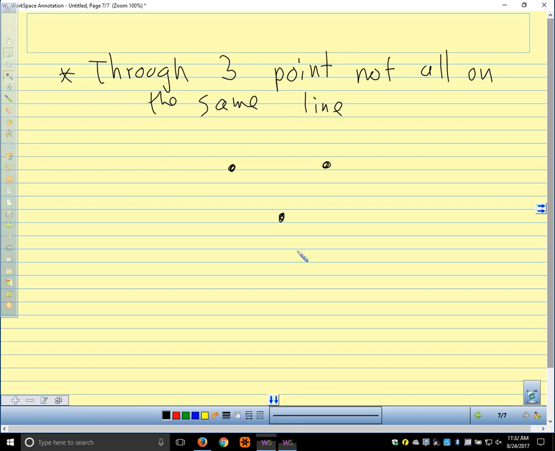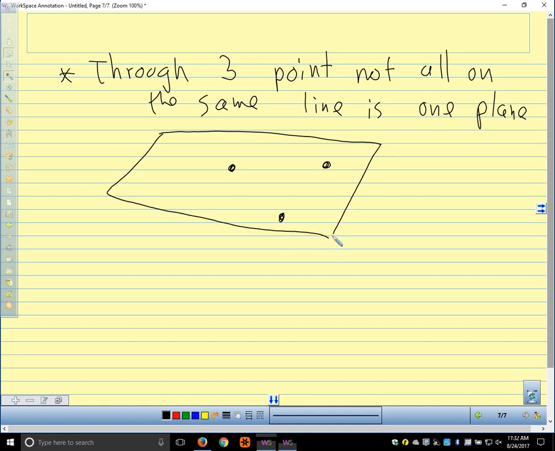What could the angle be in? A plane. Through three points not all on the same line is one plane. So these three points would all be on one plane. And we can't draw a different plane through those three points, just like the line, because the points are infinitely small. So there's no way we could angle another plane and fit it through those three points. So there's exactly one plane.